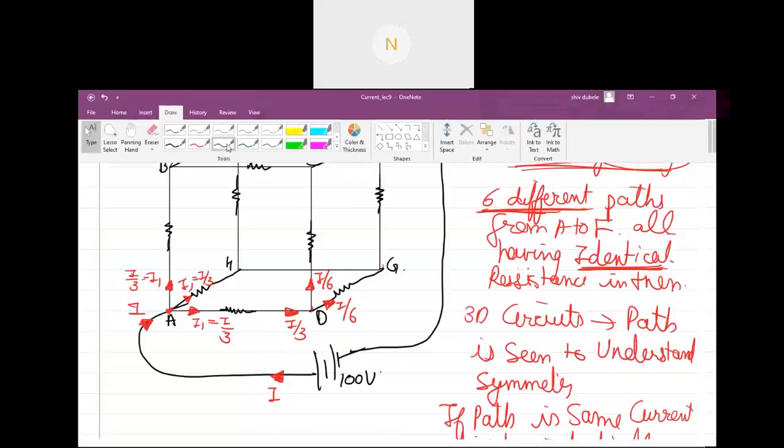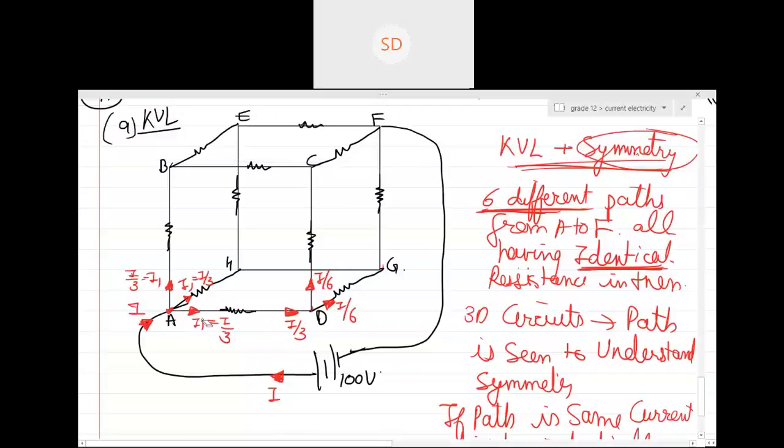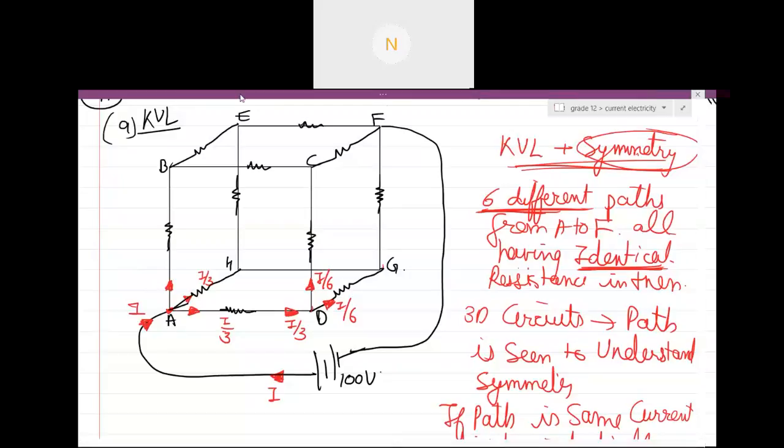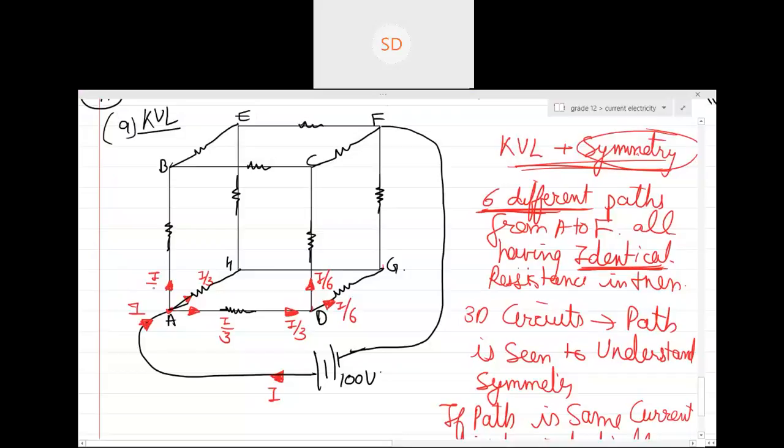Is it necessary to name it I1, or is I by 3 fine? I by 3 is fine, sir. So I by 3, I by 3, I by 3. And this I by 3 divides into I by 6. This I by 6 passes through this resistance and reaches over here. This I by 6 also passes through this resistance and reaches over here.